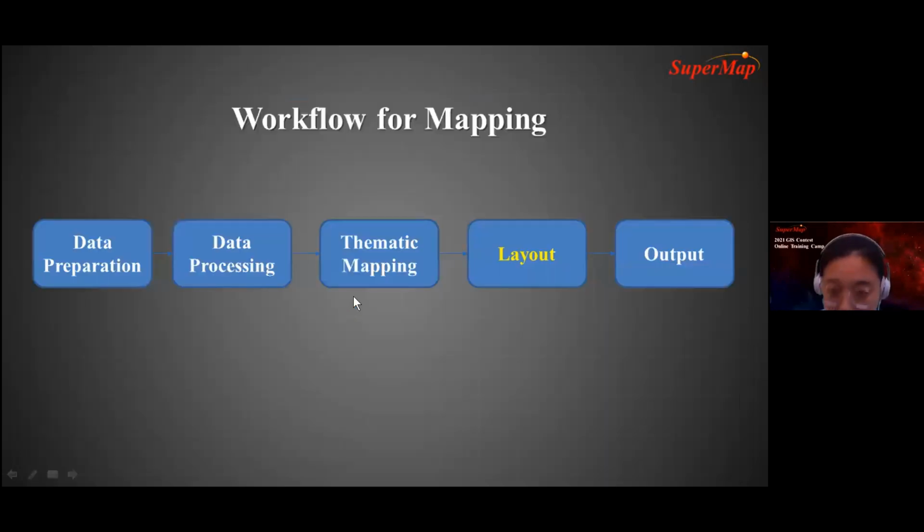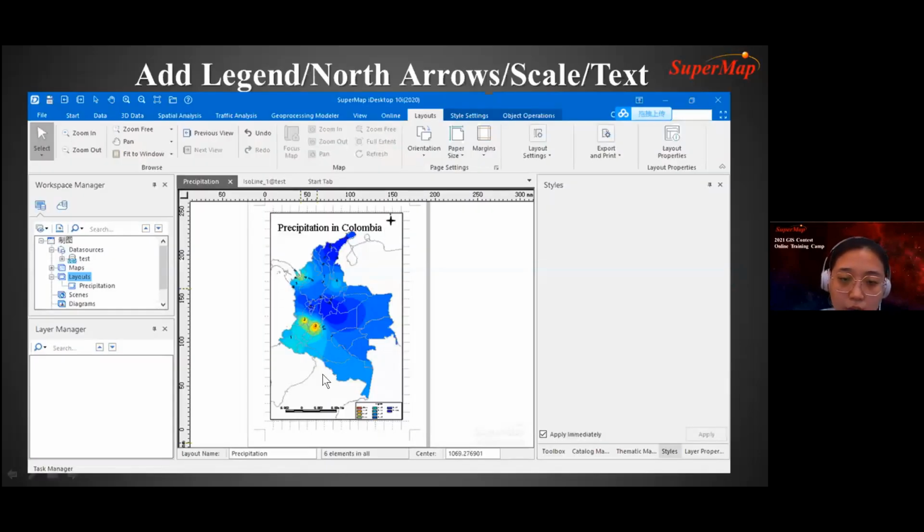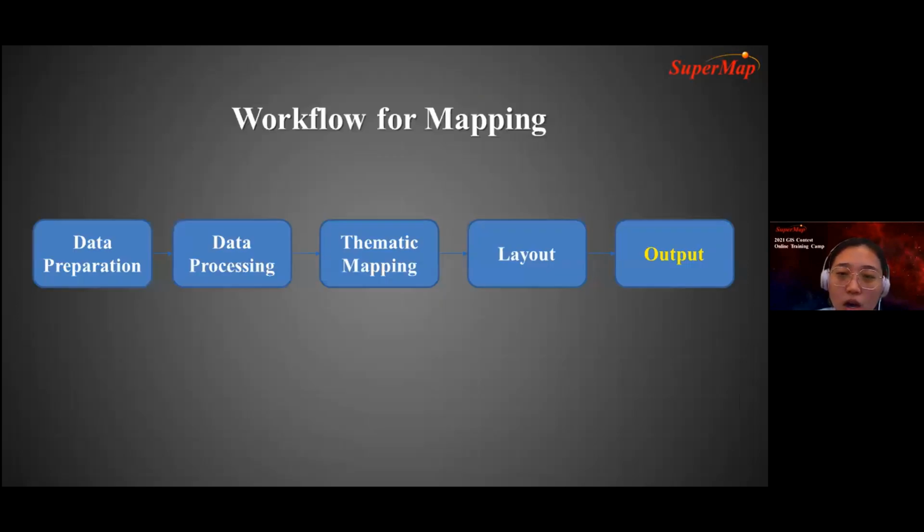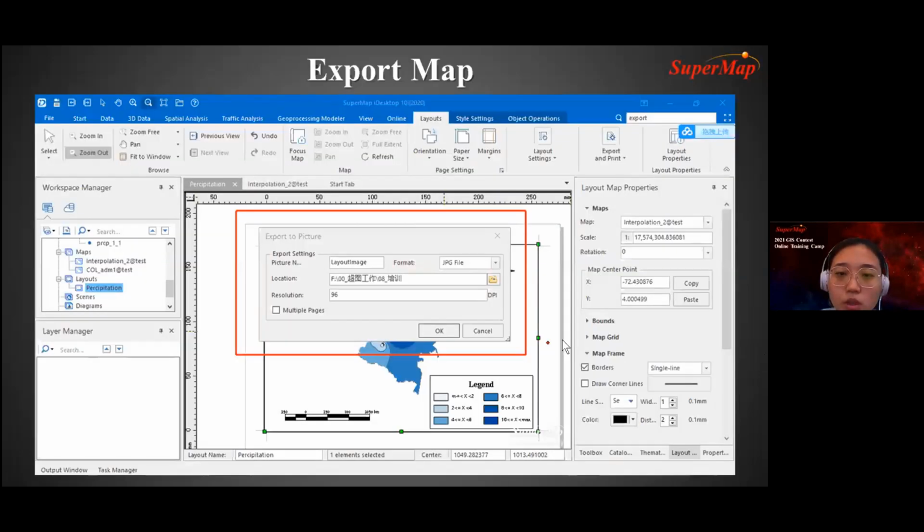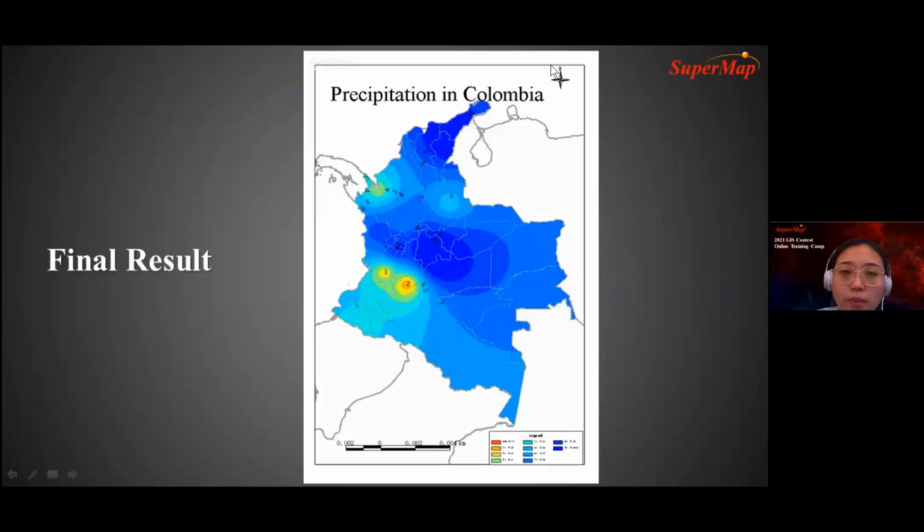And next, we make the layout of our final map. So add the north arrow, add the scale, and add some other information we need to show on our map. And as usual, as in other mapping steps, we need to export the map. So choose export and print, and then choose the location where you want to store the final result and the resolution of the final map, and click OK. Then you will get the map we want.